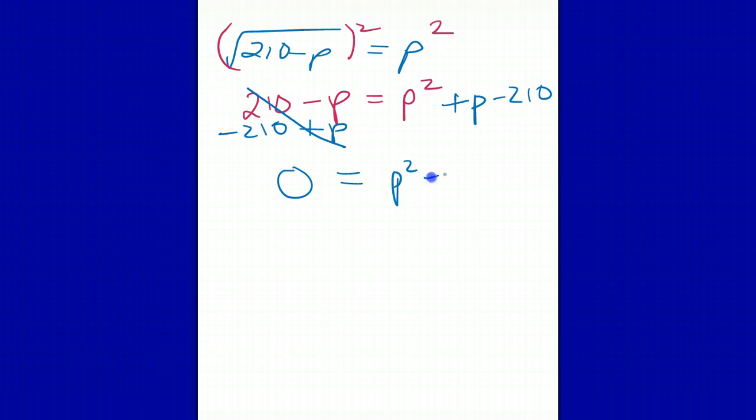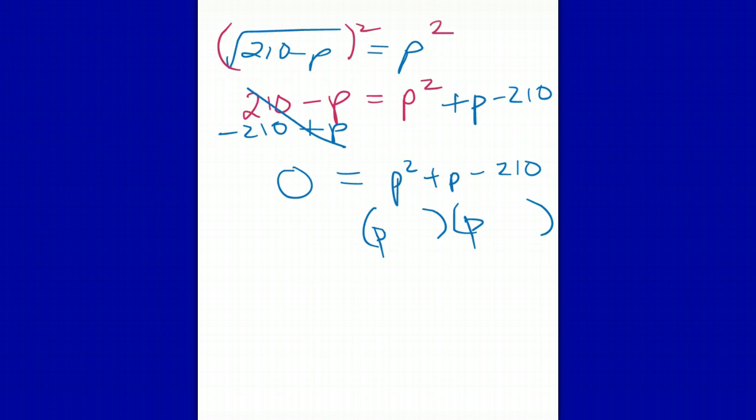Okay. Now I need 2 factors of 210 that is only off by 1. Let's see. That's going to be... It's got to be... Let's see. 14... Let me bring out my calculator here.